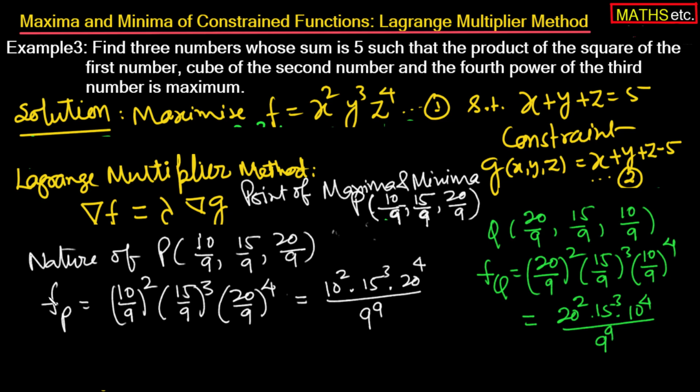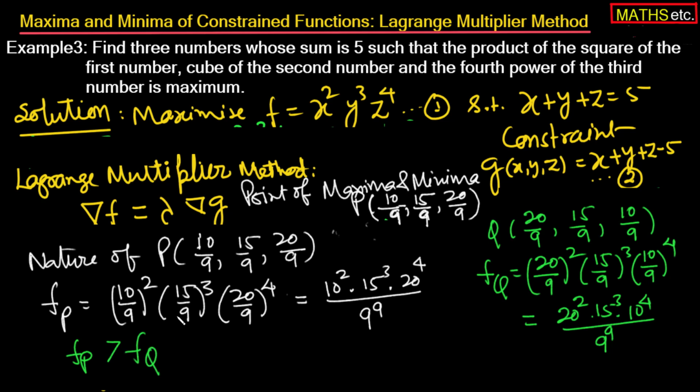Compare the value of f at P and f at Q. You can see that the denominator is the same. In the numerator we are having 10 raised to the power 2 here, and here we have 10 raised to the power 4, right? And if we have 20 raised to the power 4, here we have 20 raised to the power 2 only. So clearly the value of the function at point P is greater than the value of the function at a random point Q, right?